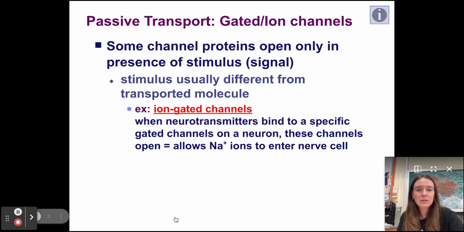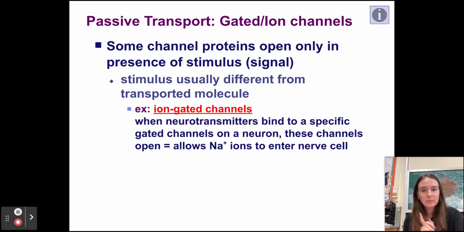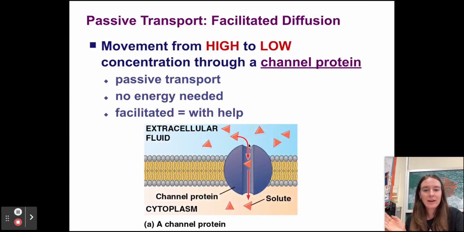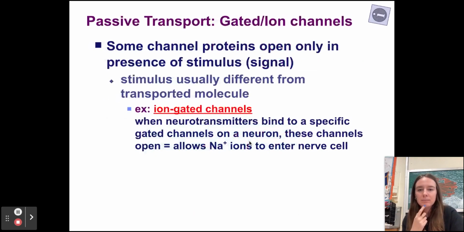Now, some channel proteins only open in the presence of a stimulus or a signal. What does this mean? Well, sometimes these proteins actually are closed on top. They have kind of like a door. And they're only going to open if another molecule binds to this protein and opens the door or opens the gate and allows that molecule that needs to get in to get in. So think of this as like a key needs to unlock the gate in order for something to get in. So that stimulus or that signal is a molecule that acts like a key opening up the gate.